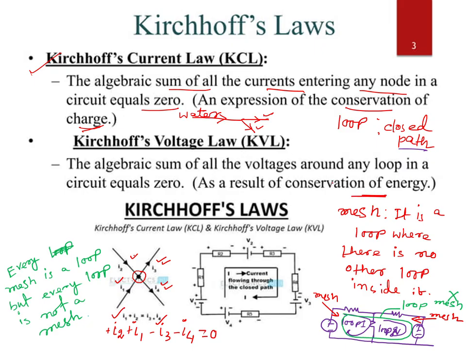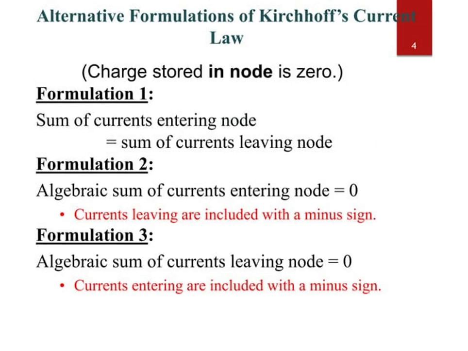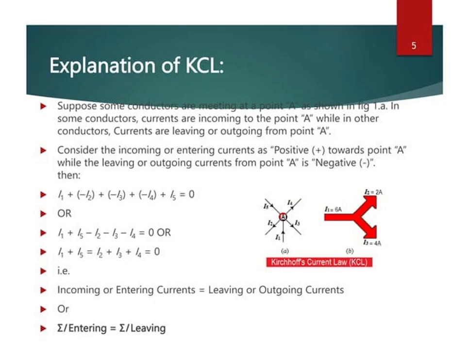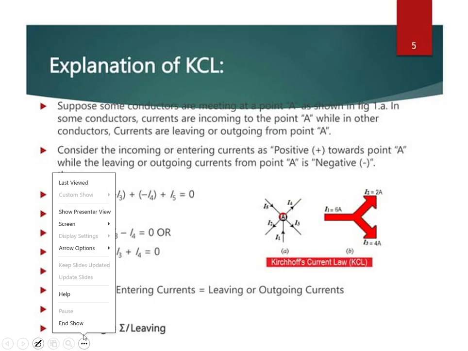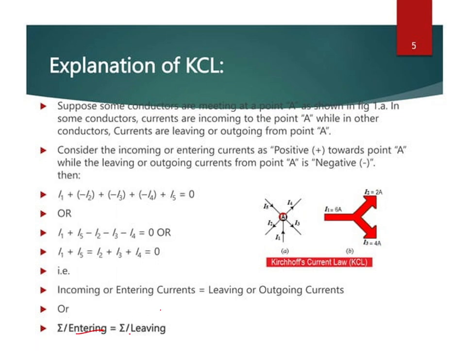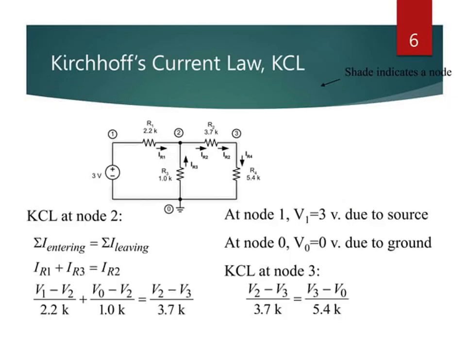Because we know energy can neither be created nor destroyed, it can only be transferred from one form to another. So what is KVL? The algebraic sum of all voltages around any loop in a circuit equals 0. Okay, we'll see the explanation on the next slide. I have already told you that the sum of entering current equals leaving current. You can take either incoming current positive or outgoing current positive. If you take incoming current positive, you take outgoing current negative, and if you take incoming current negative, you take outgoing current positive.